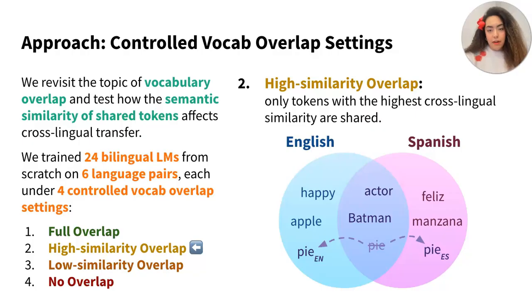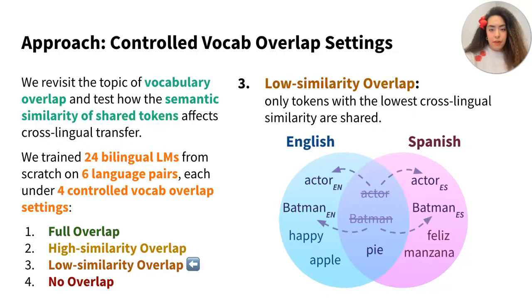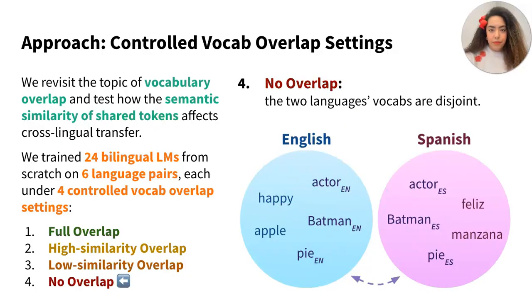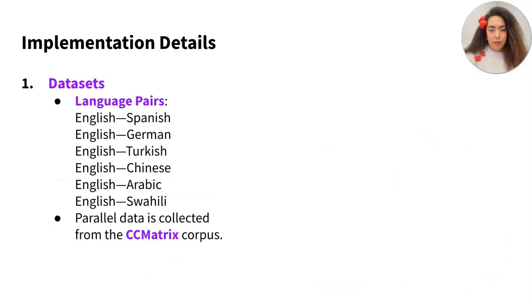In the high similarity overlap setting, only tokens with the highest cross-lingual similarity are shared, and all other tokens get an instance in the first language and a separate instance in the second language. In the low similarity overlap setting, only the tokens with the lowest cross-lingual similarity are shared. And finally, in the no overlap setting, the two languages' vocabularies are completely disjoint and there are no shared tokens.